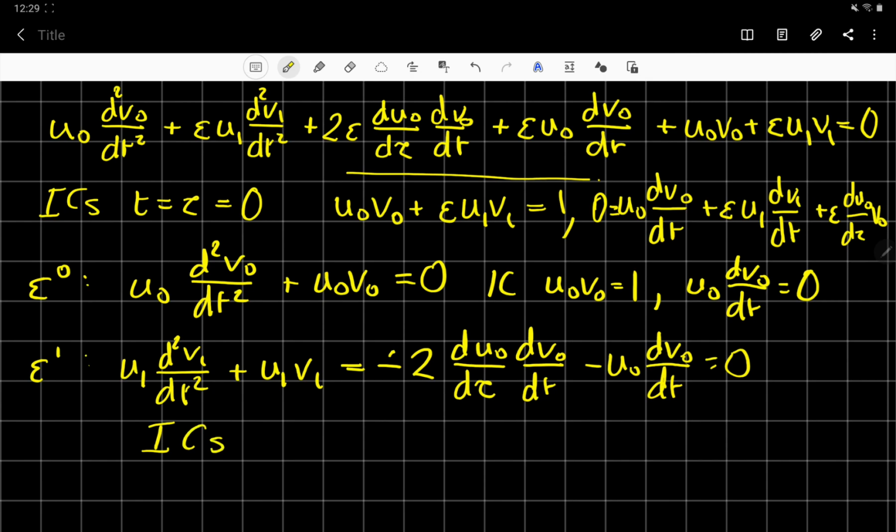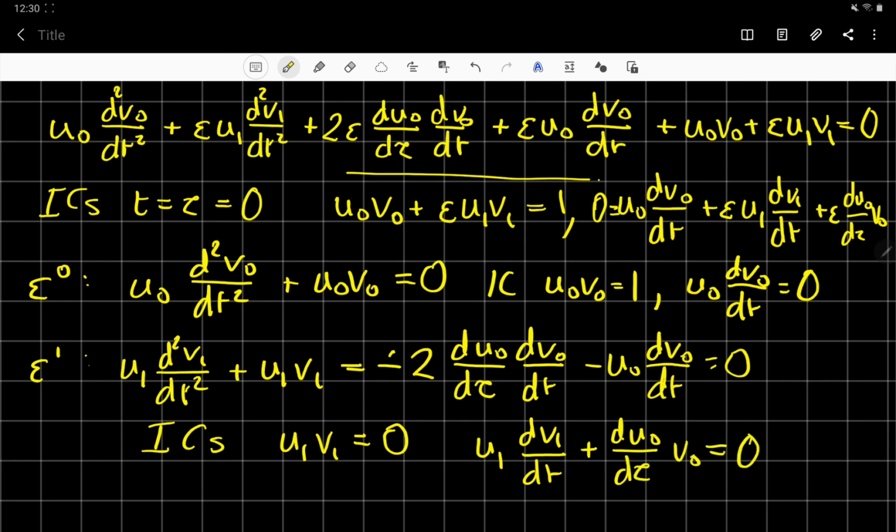with initial conditions u1 v1 equals 0 and u1 dv1 dt plus du naught d tau times v naught equals 0.